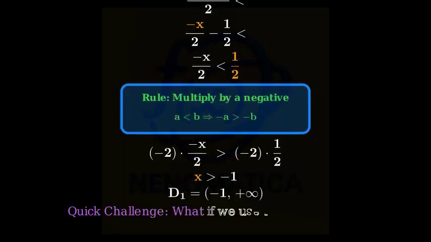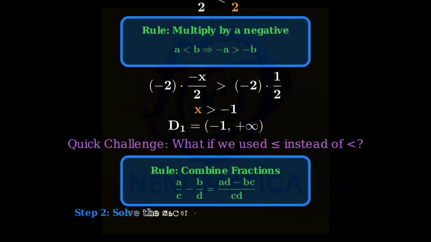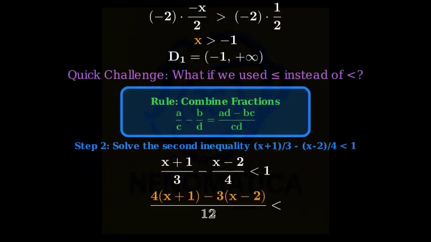Quick challenge. What would change if the inequality symbols were non-strict, that is, less than or equal instead of less than? Step 2. We solve the second inequality by finding a common denominator. Now move from the fraction to a simple inequality. Hence x is less than 2, and we label the solution set d2.